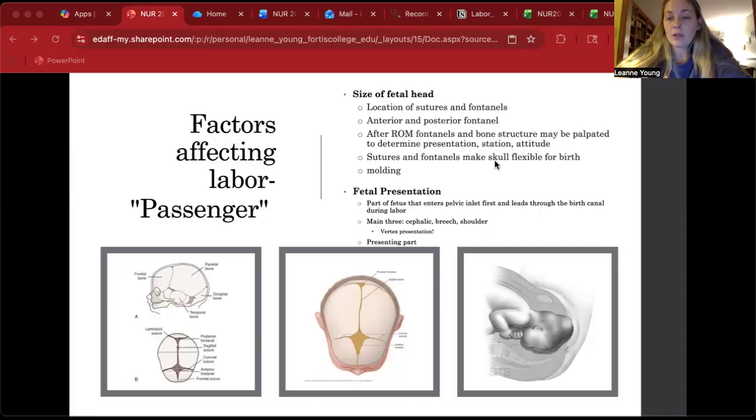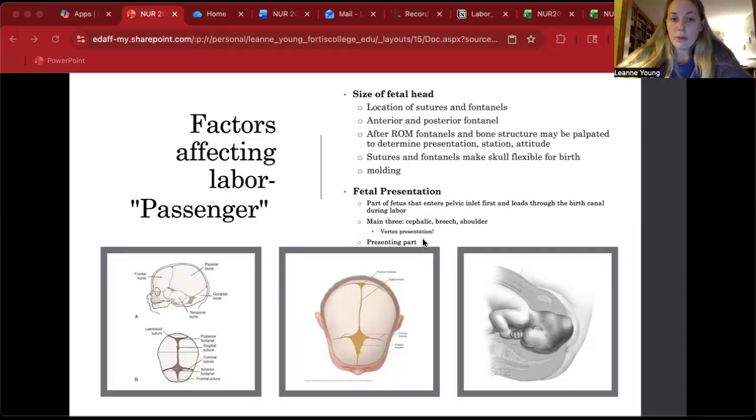Fetal presentation would just be your overall arching, like head, butt, foot. In a cephalic presentation, the presenting part is occiput, that is a vertex presentation. What I want you guys to know is that the ideal presentation for delivery would be occiput, which is a cephalic fetal presentation. Okay.